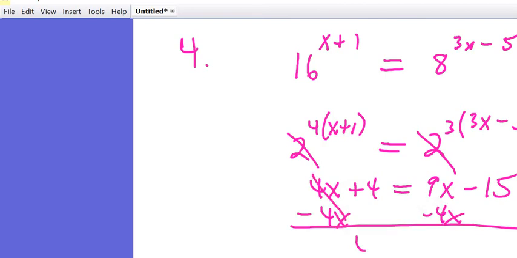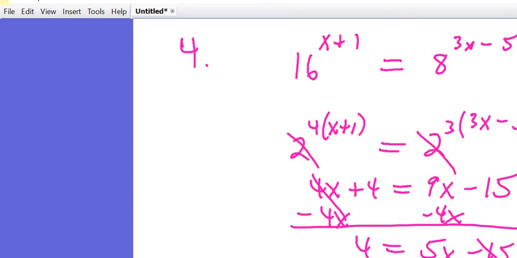So 4 equals 5x minus 15. Add 15. You know how to do this. 19 equals 5x. So 19 over 5 is the answer.